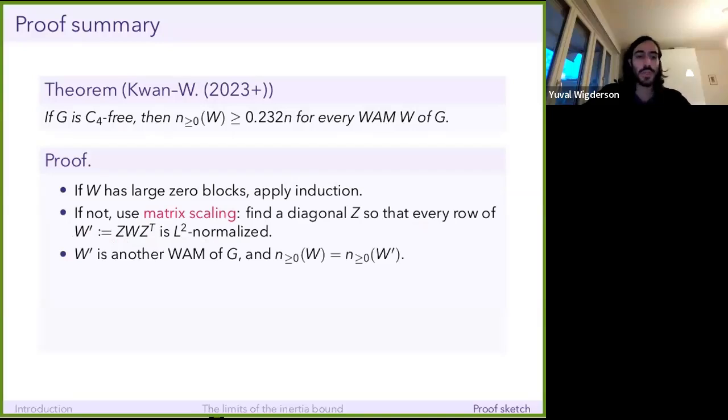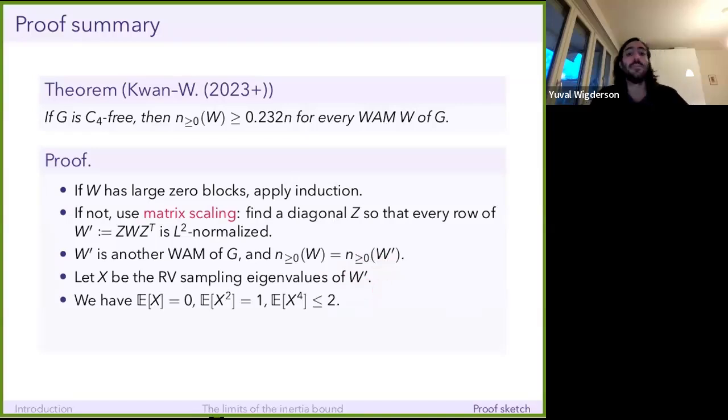So because we've only rescaled rows and columns, W prime is another weighted adjacency matrix of the same graph G. And moreover, by Sylvester's law of inertia, they have the same number of non-negative eigenvalues. So now we let X be the random variable, the empirical spectral distribution for this matrix W prime. As we said, the first moment is 0, the second moment is 1. And the point of this L2 normalization is that we get that the fourth moment is at most 2. And this is where we use the C4-free assumption.